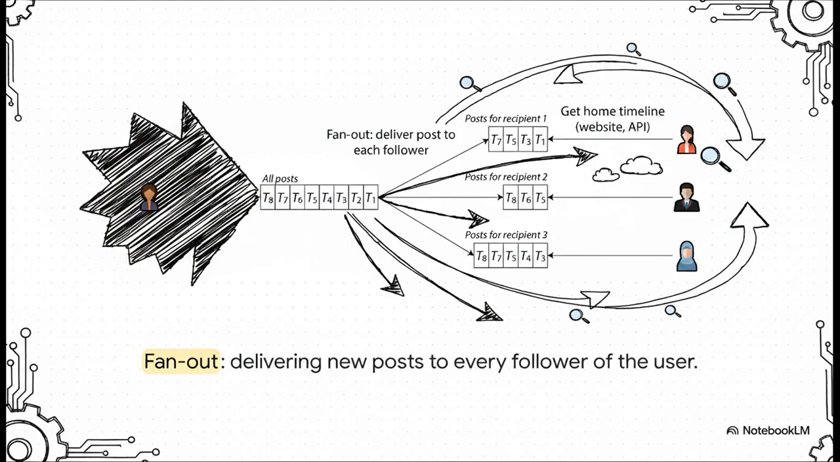The user on the left makes a single post. Instantly, a background process takes that post and fans it out, meaning it pushes a copy of that post directly into the pre-computed timeline caches of recipient 1, recipient 2, and recipient 3. We are literally delivering the data to the followers ahead of time. So by the time recipient 1 requests their home timeline, that post is already sitting there, just waiting for them. We've essentially traded an incredibly expensive read operation for a slightly more expensive write operation.